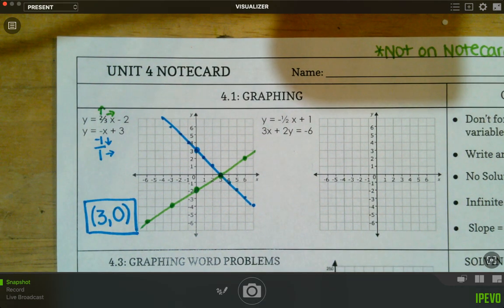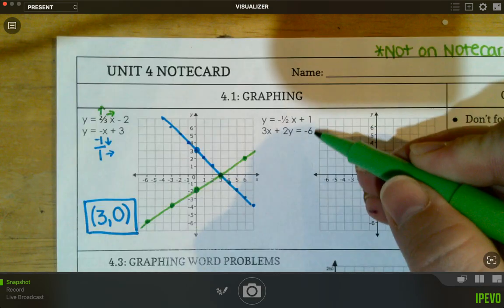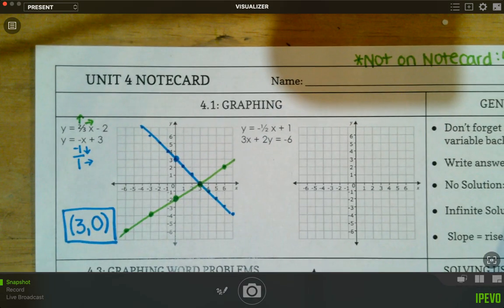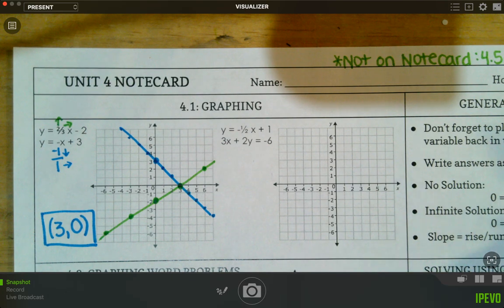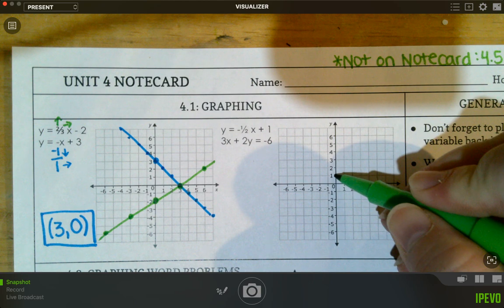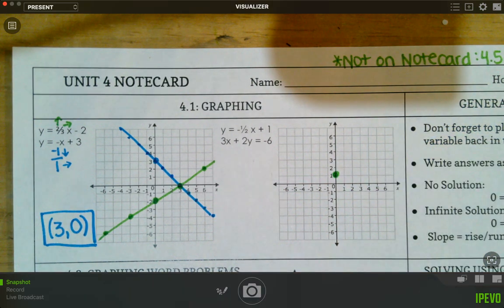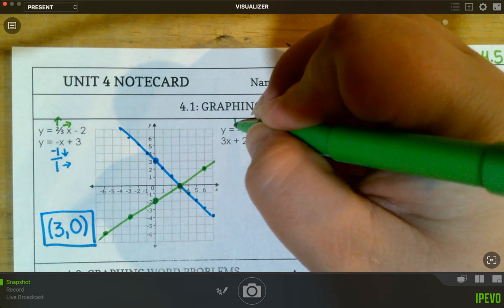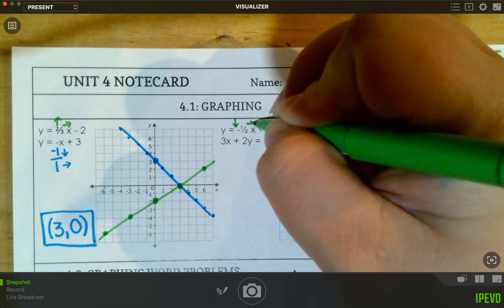Let's do the next one. This one is slightly different because this one is y equals, but this one isn't. So we're going to have to talk about what to do with that. So the first one starts at 1 because there's a 1 at the end. The number in front of x is always your slope. Since it's negative, that means we're going to go down and to the right.